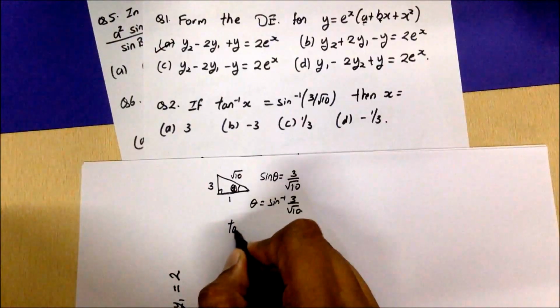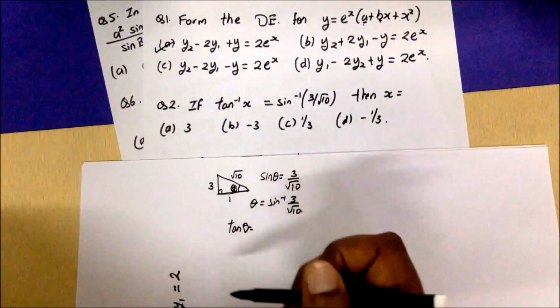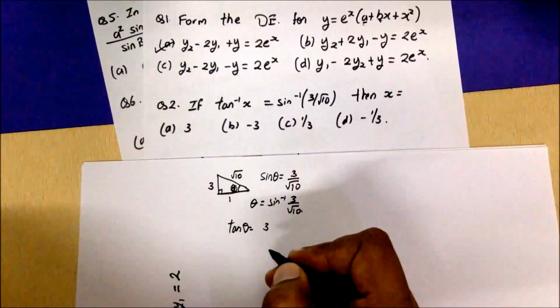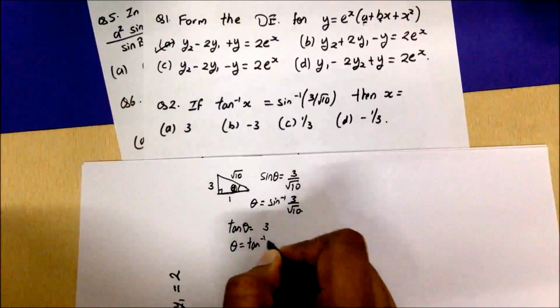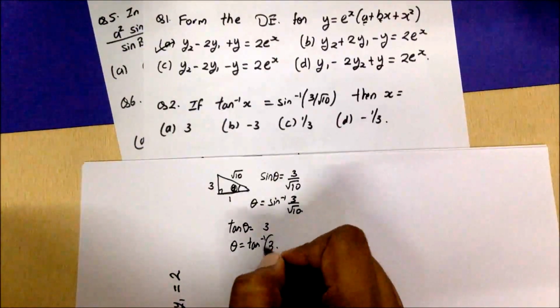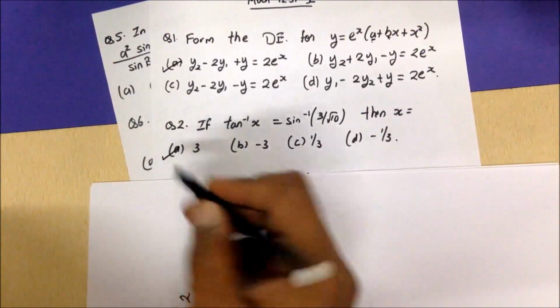So my tan of theta is going to be nothing but the opposite upon the adjacent. So that's going to be 3. So theta is going to be tan inverse of 3. So what you are getting is your x as 3. So you will be marking your option as A.